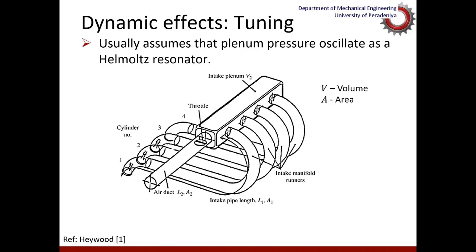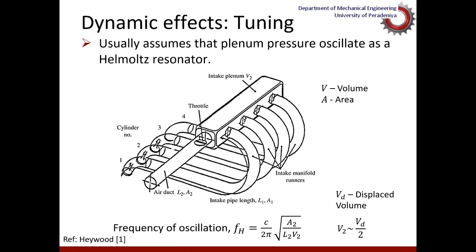People have done a lot of analysis on this tuning effect and have found that the frequency of oscillation could be related to certain geometric parameters of the intake system. For example, frequency of oscillation would be equal to C over 2 pi, where C is the speed of sound, times the square root of A2 over L2 times V2. A2 is the cross-section area of the air duct, V is the volume, L is the intake pipe length, and so forth.